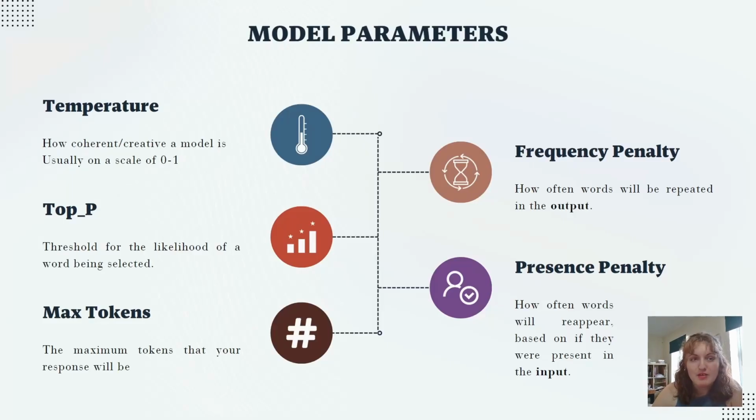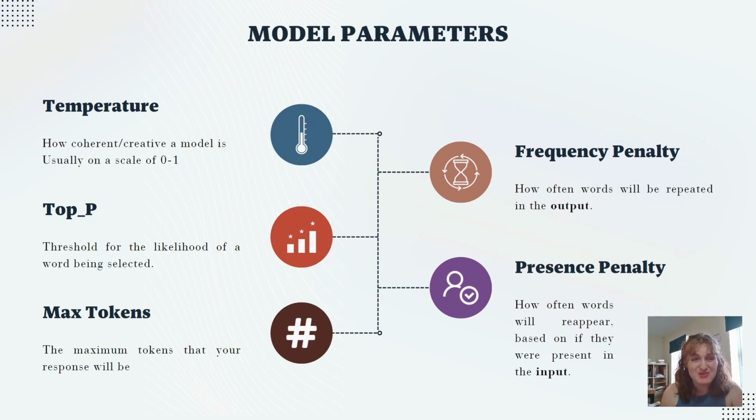So as a primer, the temperature is how coherent or creative a model is. This is usually on a scale between 0 and 1, but some models allow higher values than that. The colder or closer to 0 the temperature is, the more statistical and less creative it is in its responses. This is good for if you want a model to accurately respond with facts instead of coming up with stuff. However, if you want more creative answers, you would want to raise the temperature and have it nearer to 1 or whatever the highest value is.